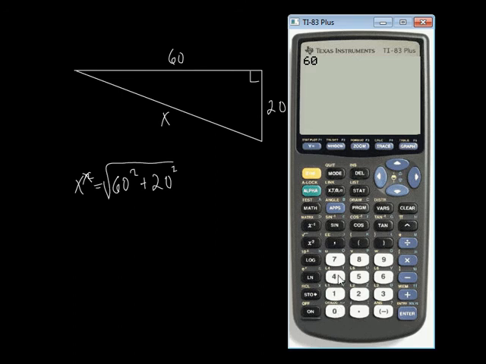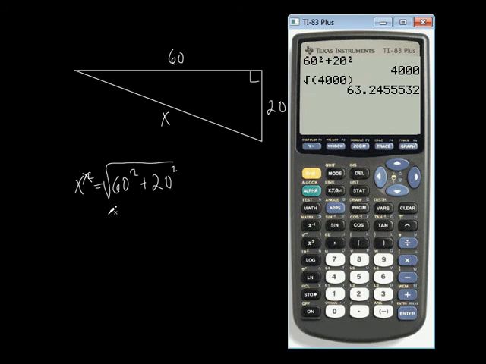We have 60 squared plus 20 squared equals, okay, that's 4,000. And then you just take the square root of 4,000. You should be able to do that in your head, but we'll put it on the calculator. Oops, what am I doing? I was thinking 400. I mean, maybe you could, but we'll just do it in the calculator. So there you go, 63.2.